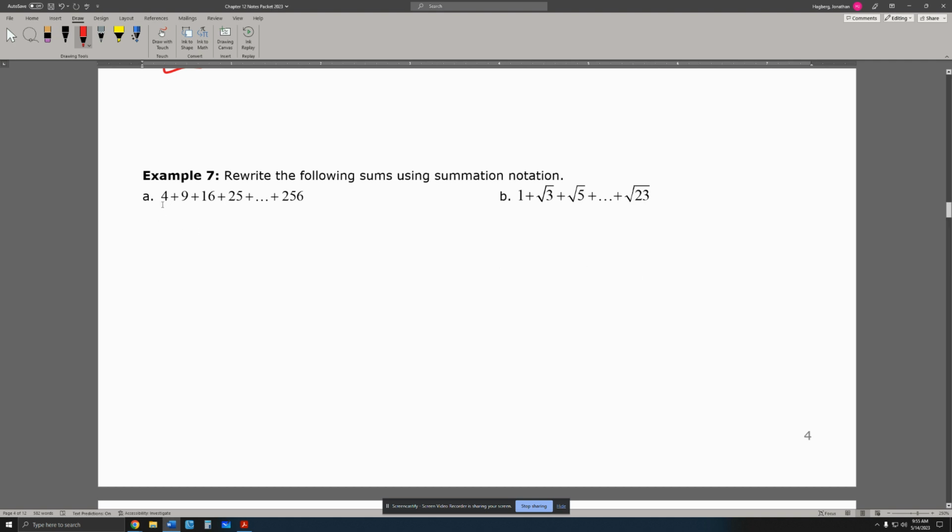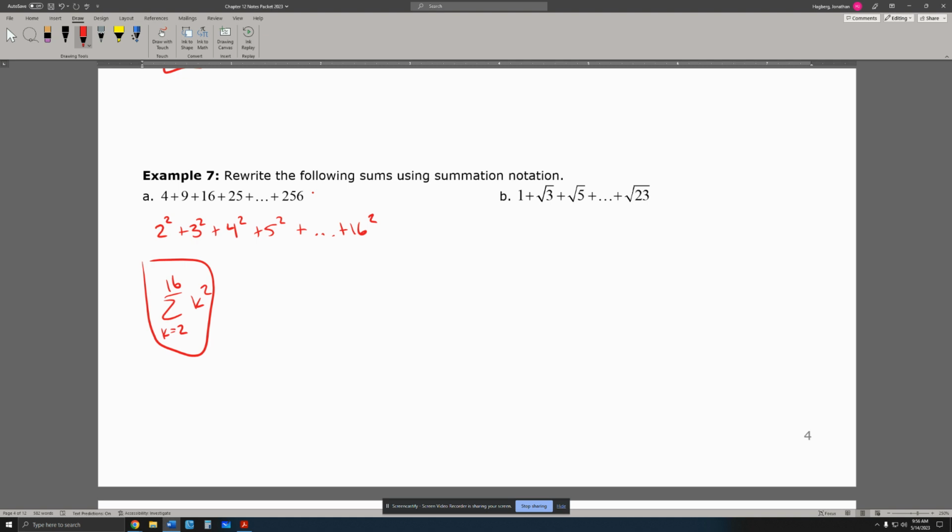So I noticed that in letter A, we have our powers of our perfect squares. However, we're starting with 2 squared, okay? And then we're going all the way up to 256, which I know is the perfect square of 16. If I were to rewrite this as perfect squares, this would be 2 squared plus 3 squared plus 4 squared plus 5 squared, all the way up to 16 squared. And so we can write this using sigma notation from k equals 2. We're starting with the perfect square of 2, all the way up to 16 of k squared. Okay.